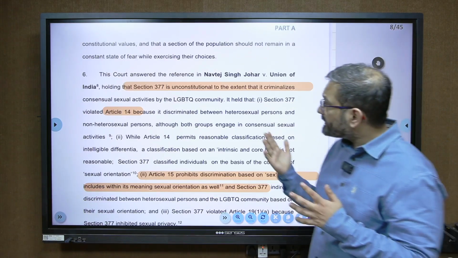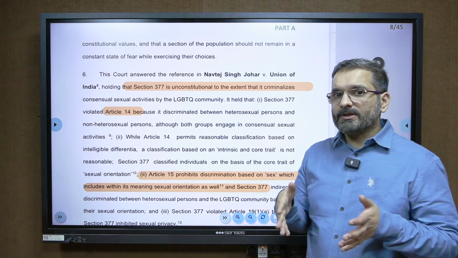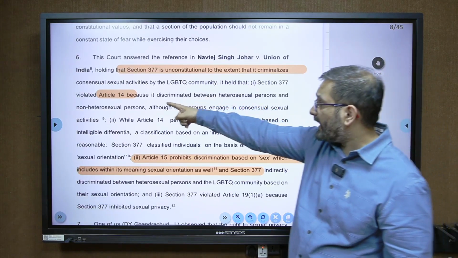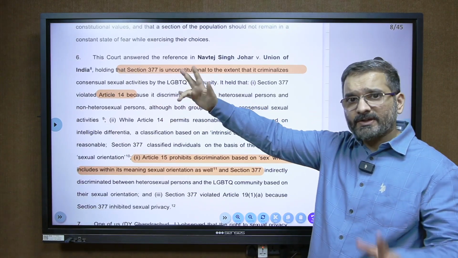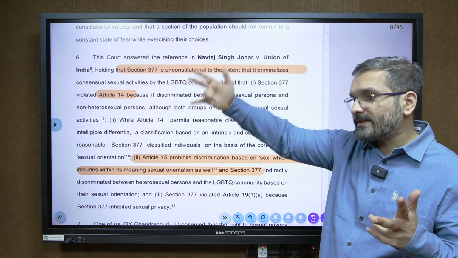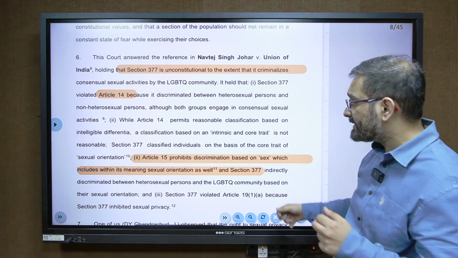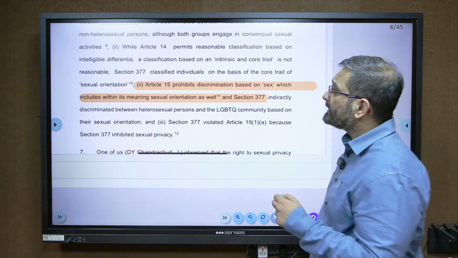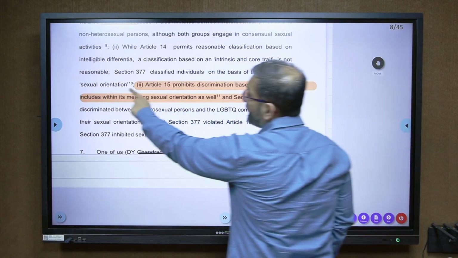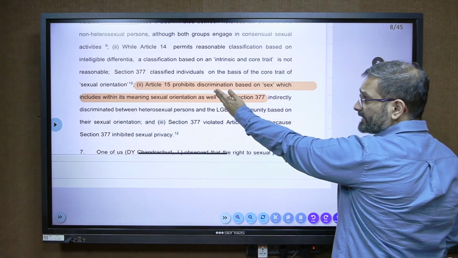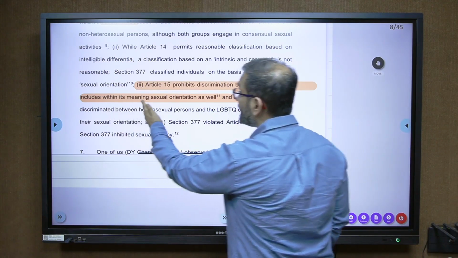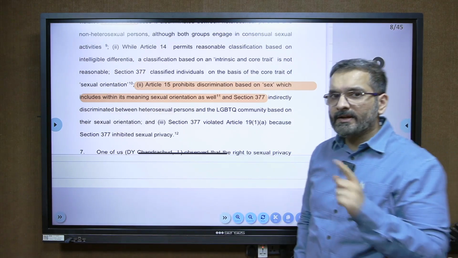And finally, under Navtej Singh Johar, it was held that 377 is violative of Article 14, because this is also an MCQ. Which article was it held that section 377 violated? That is primarily Article 14. And section 377 also classified individuals on the basis of the core trait of sexual orientation. That is, Article 14 prohibits discrimination based on sex, which includes within its meaning sexual orientation as well.